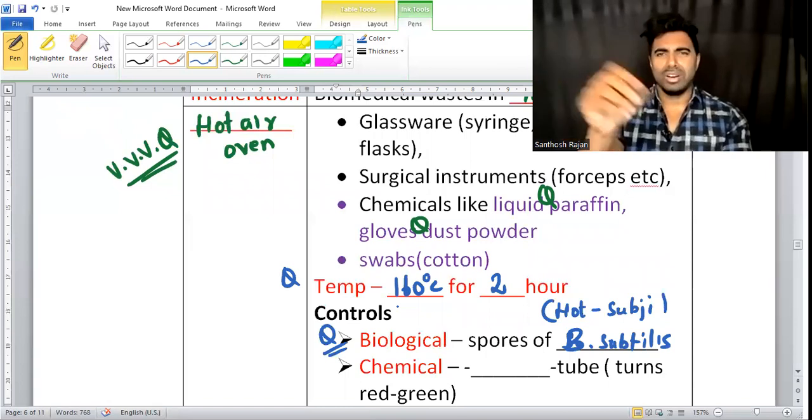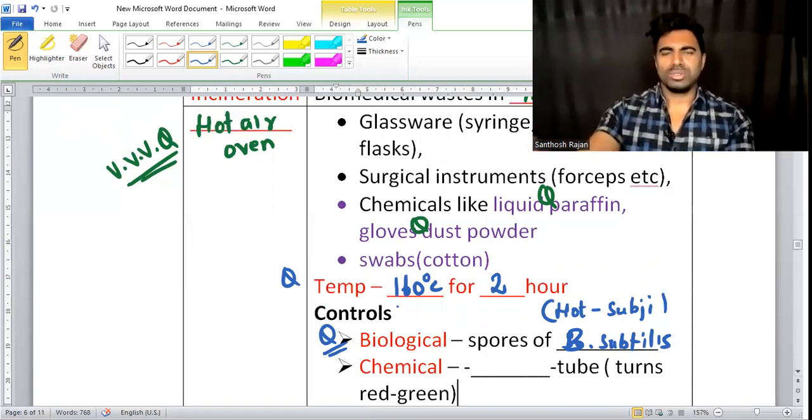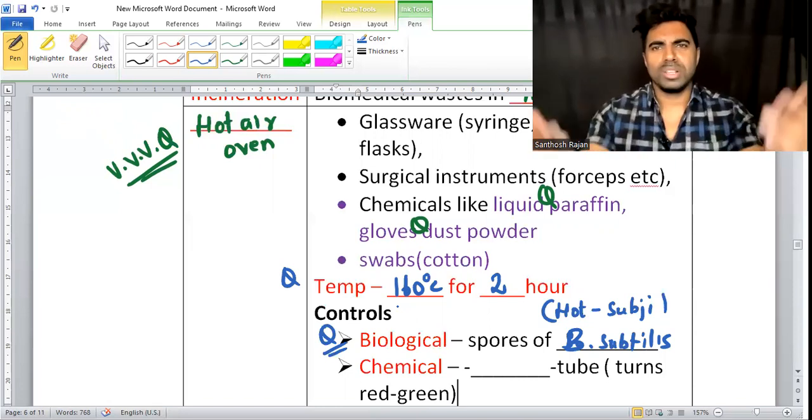Okay, in the exam, when you click ahead: hot air oven indicator. Yeah, it's hot, and hot means subji. Mark subji, mark subtilis. That's it, finished.